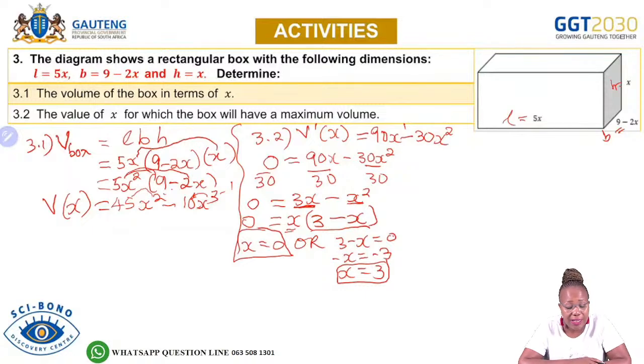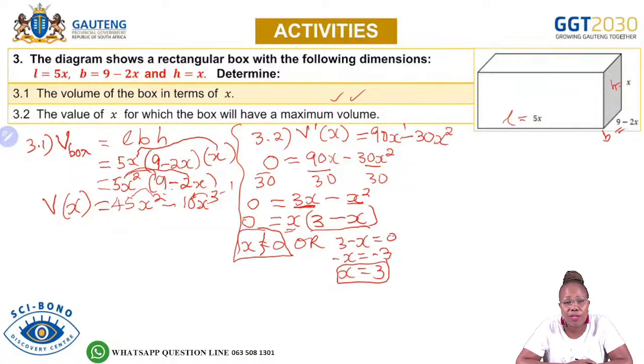Now, can we accept x equal to 0 to maximize the volume? Remember, we want the biggest volume ever for that particular container. If we say x is 0, that means if you put a 0 here, you'll say length is 0. If you put a 0 here, you'll say breadth is 0, and then the height is 0. Is it possible that we can have dimension 0 on a container? No. That means this x is not acceptable as our answer. So the final answer will only be what?